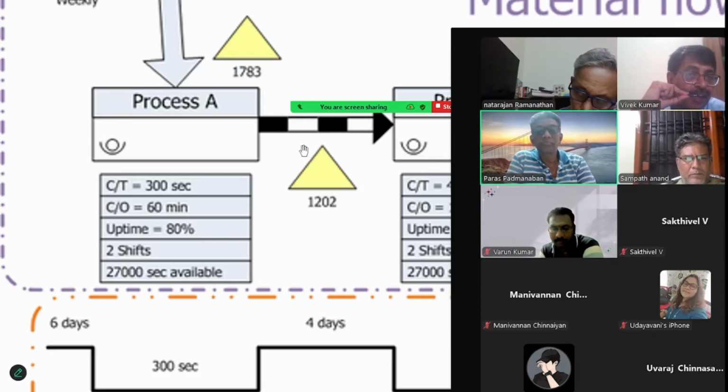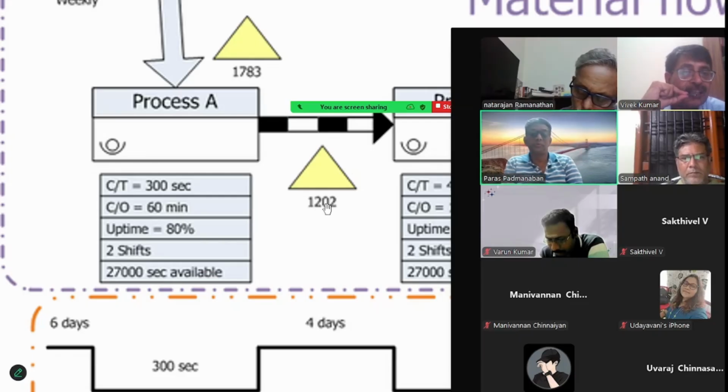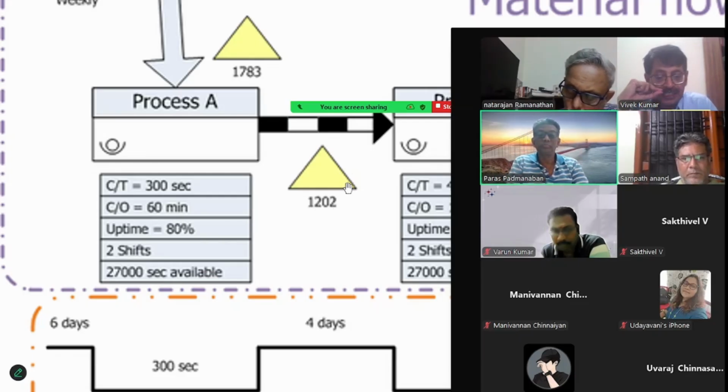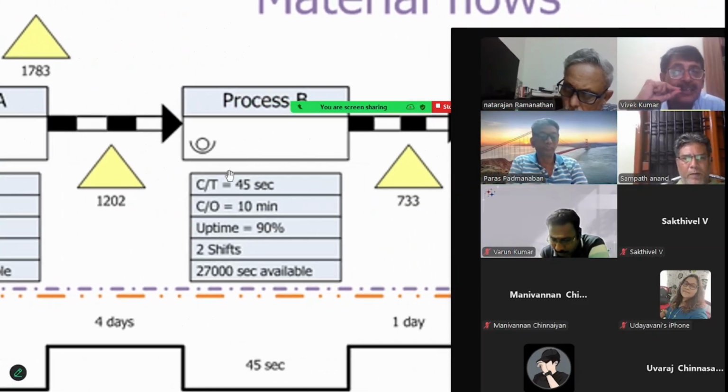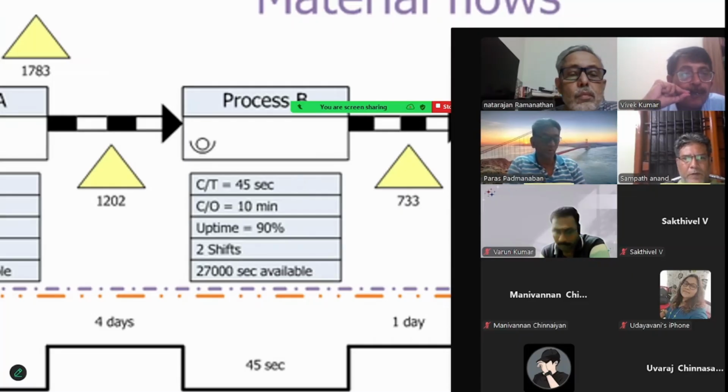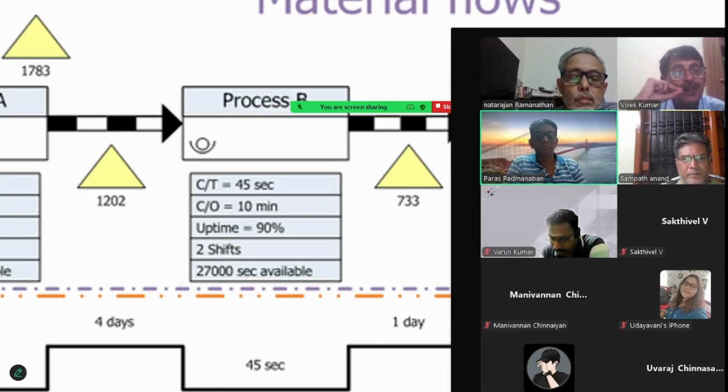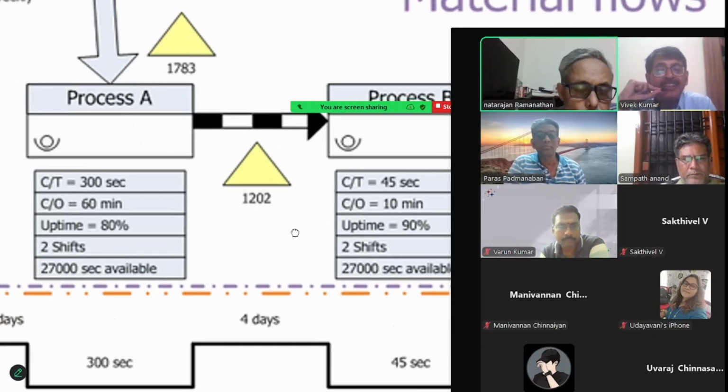Here also we have understood that there is a WIP bin, just as we discussed yesterday, and let us say there are 1000 pieces in this bin. Now let us look at process B. What is the cycle time? 45 seconds. That means after every 45 seconds it will throw out a piece, and one particular piece will spend 45 seconds on this machine.